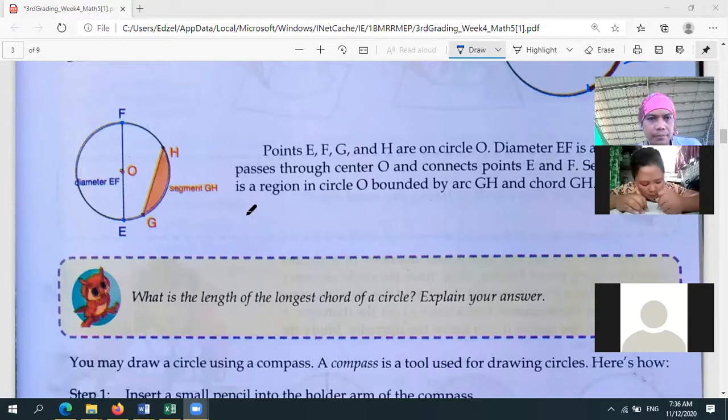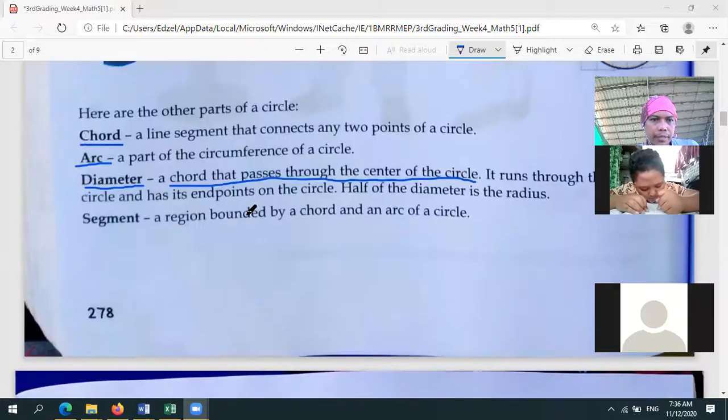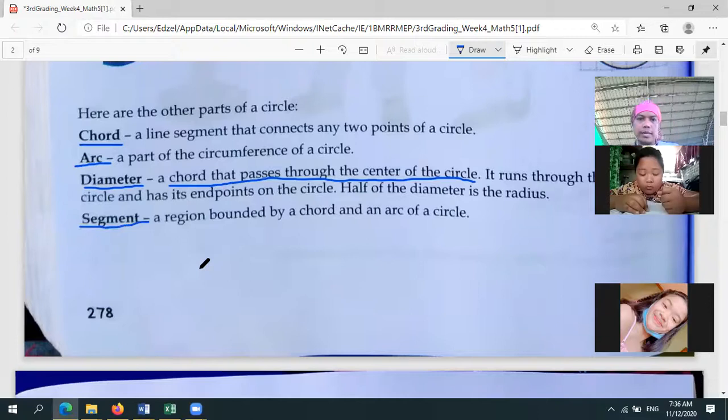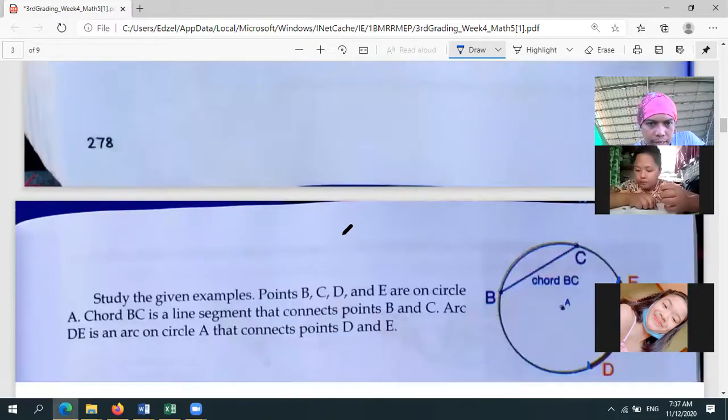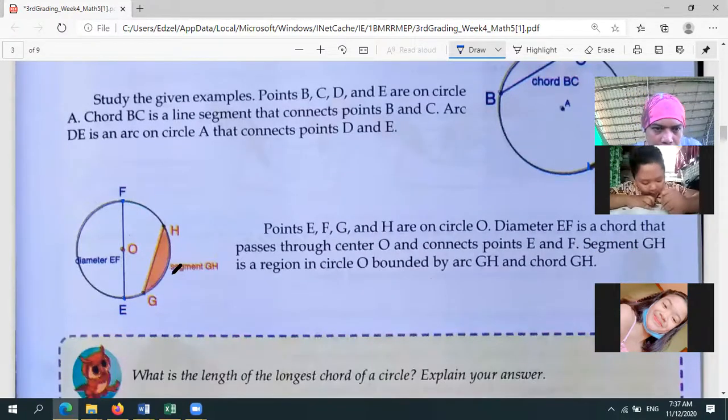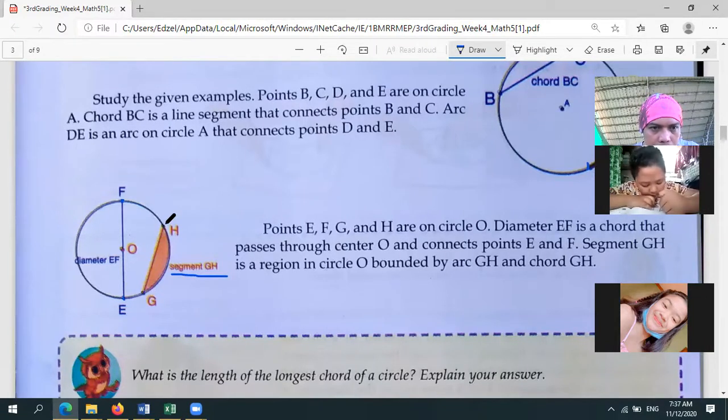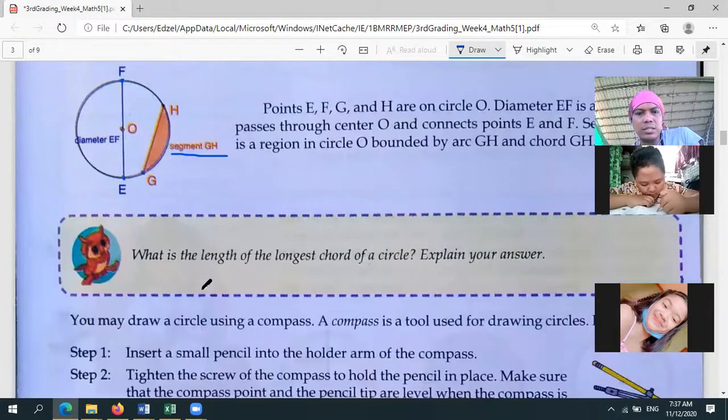Alright. Next part, segment. This is actually a region bounded by a chord and an arc of the circle. So the illustration is this. This is a segment. This is the segment GH. It's a region. All the points in here make up a segment. It's called a segment. It's a region.